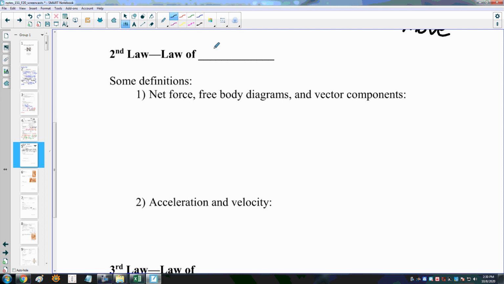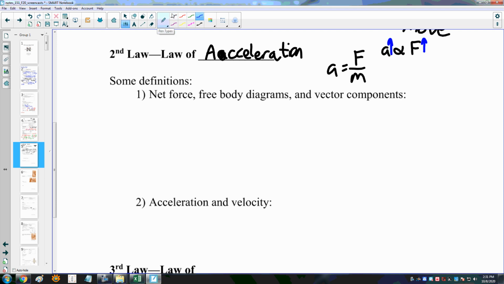The second law is the law of acceleration. And that law, Isaac Newton described it in this way: the acceleration is equal to the force divided by the mass. Let's talk about proportionalities or relationships. The acceleration is directly proportional to the force. That is, if the force goes up, the acceleration will go up. And acceleration is inversely proportional to the mass. That is, if the mass goes up, the acceleration will go down.